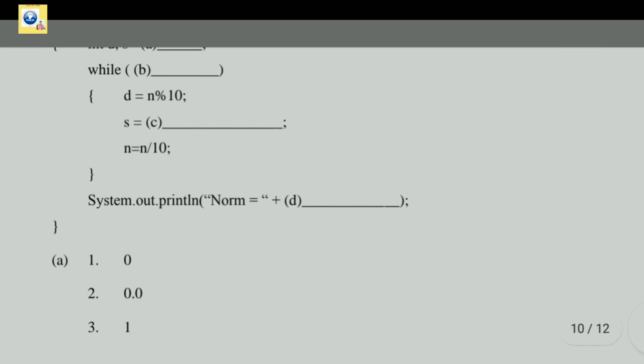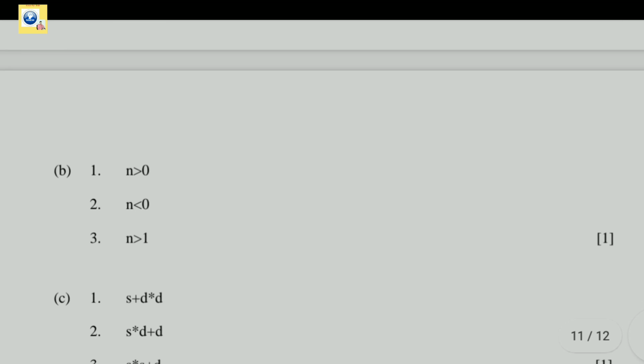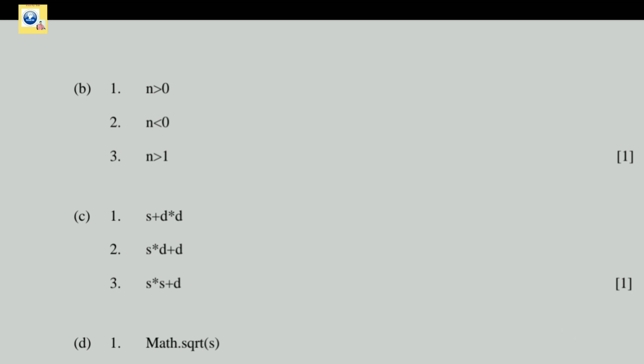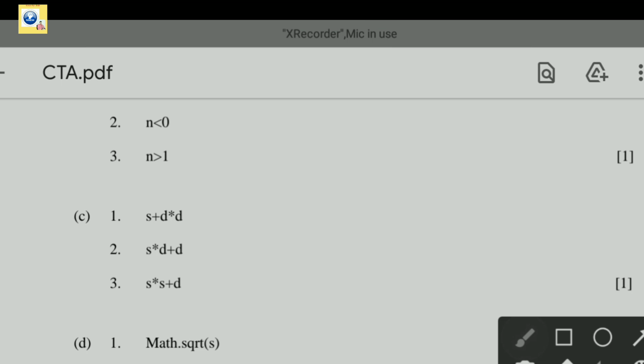So for square, what can we do? Let us see question number C options. Options are s plus d*d, s into d plus d, s into s plus d. So we will go with the first option where sum will be stored. Again, the value of sum will be stored in the sum itself, means the sum plus the digit's multiplication of digit, that is d into d. This will be correct. We have to find the square of the digit and it will be stored back into the sum.